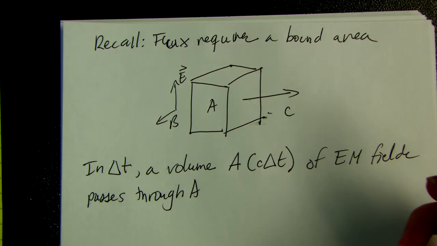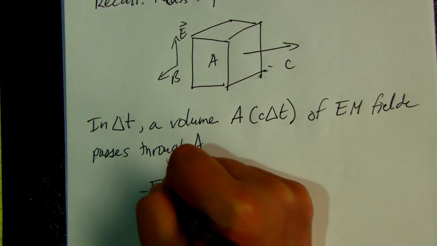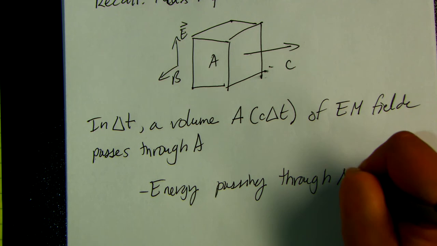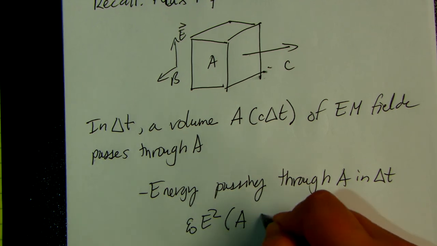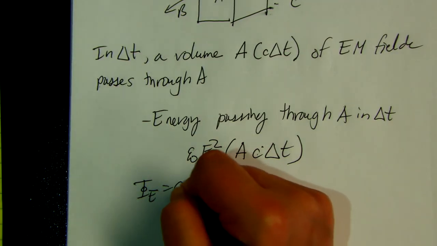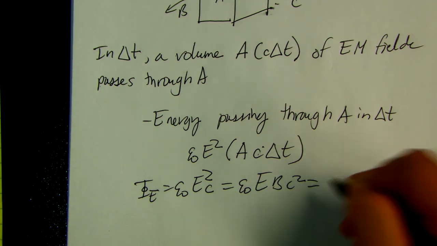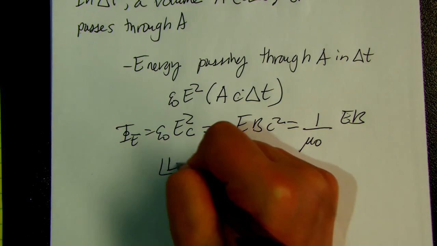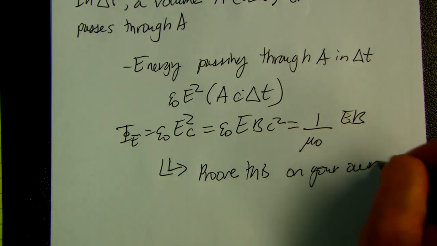So we've got this field coming through it. It's going to take some delta T. So energy passing through A in delta T is epsilon naught E squared A C delta T. So you get flux is equal to epsilon naught E squared C, which is equal to epsilon naught E B C squared, which is equal to 1 over mu naught E B. And you should prove this on your own. It's some really cute algebra.